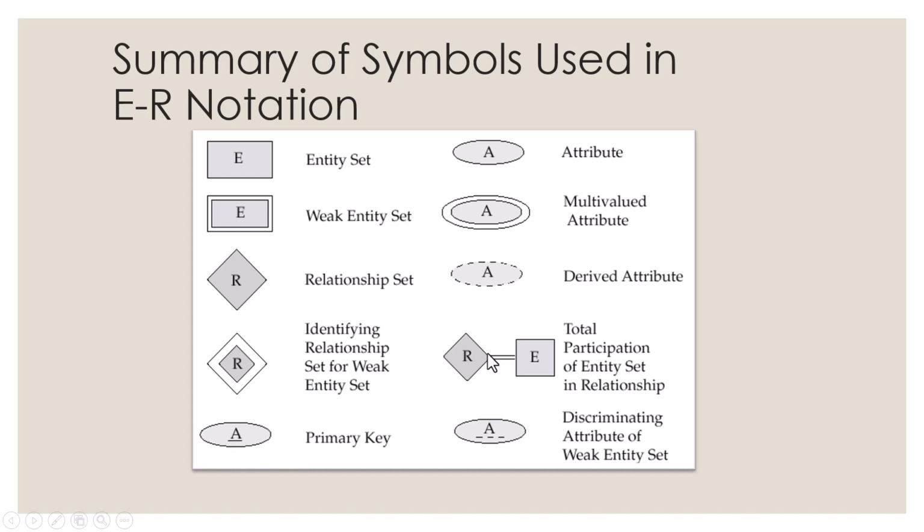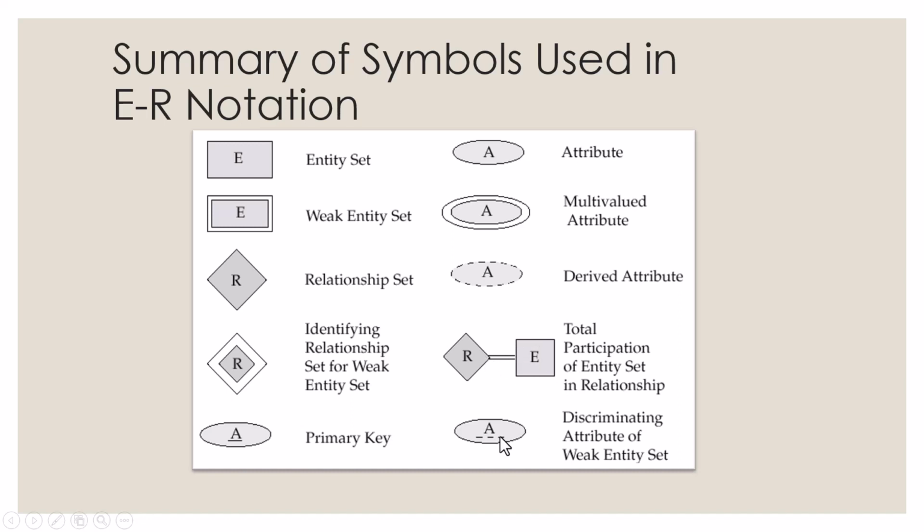Okay, so that's going to be a double line here. If it's a single line, it means partial participation, meaning it doesn't have to be connected to an entity set here. So an example was a professor and a student, right? A professor does not have to advise a student, but a student does need to be advised by someone.